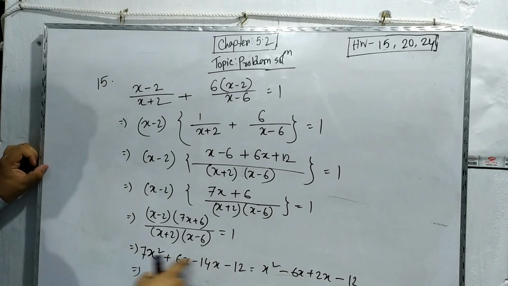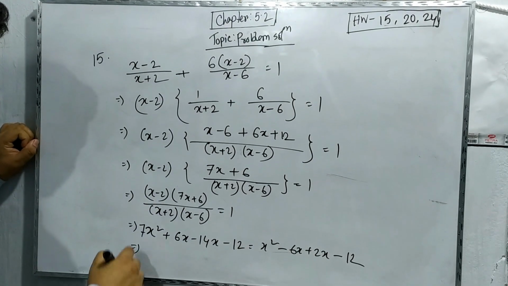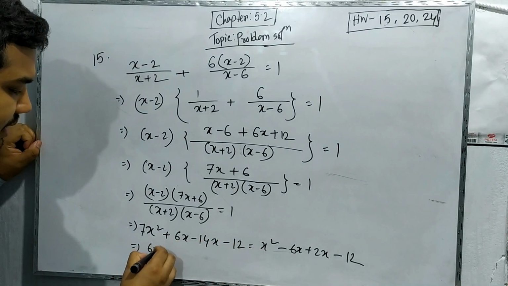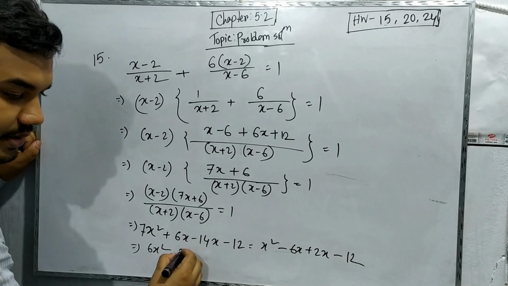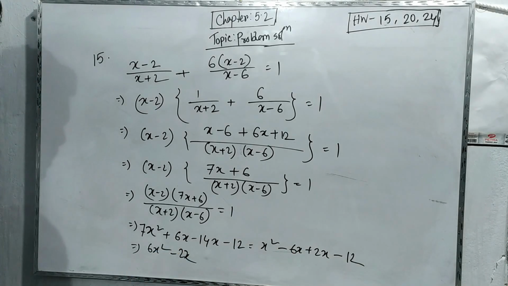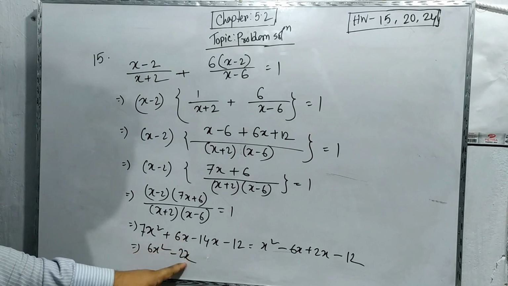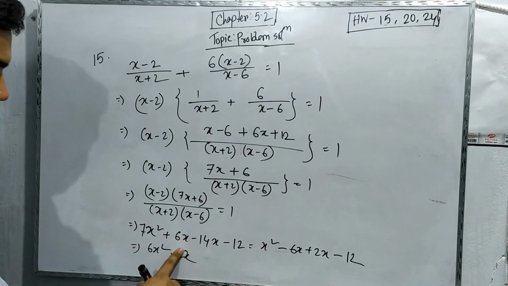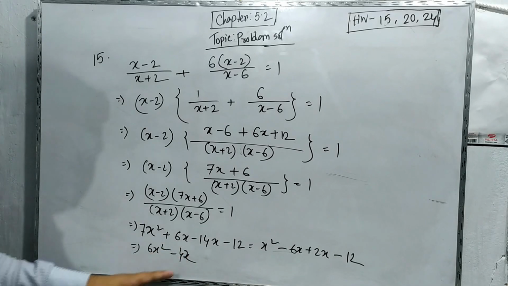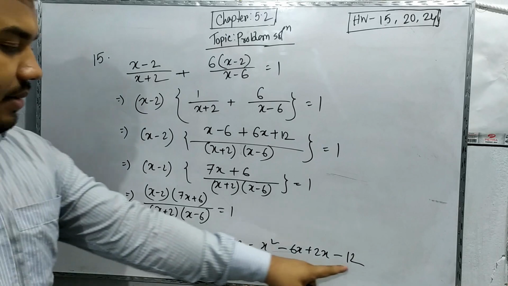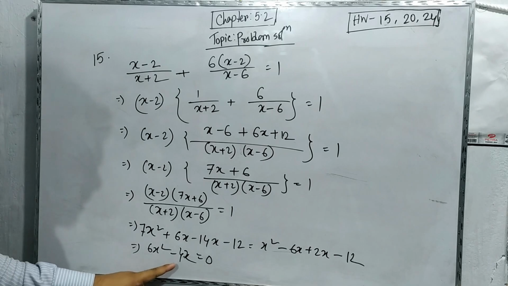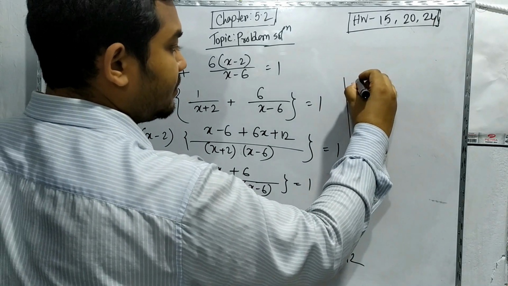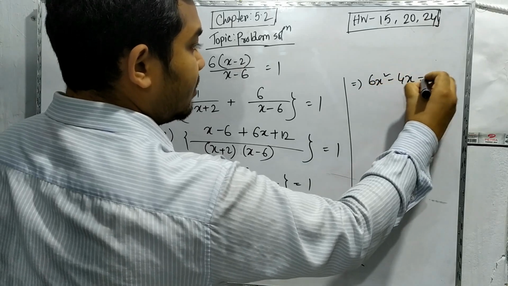So now if we calculate it, we get 7x square minus x square, it will be 6x square. Then 6x minus 14x is minus 8x, and minus 8x plus 2x, sorry, 6x and minus 2x, minus 2x, it will be minus 4x actually. And then minus 12 and plus 12 will be gone. So we have 6x square minus 4x equals 0.